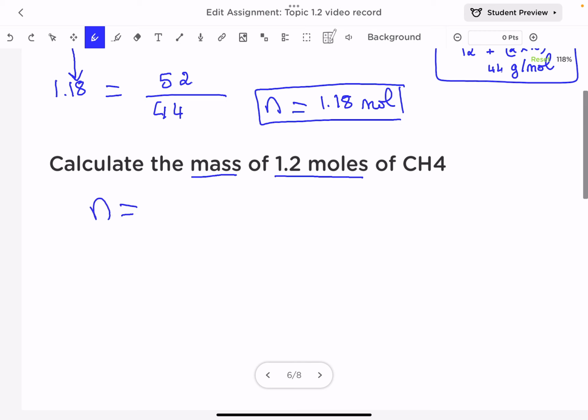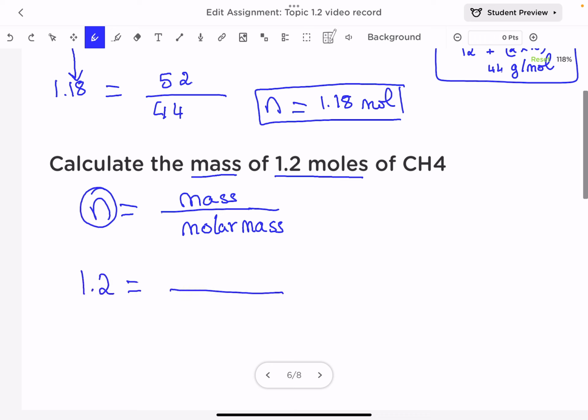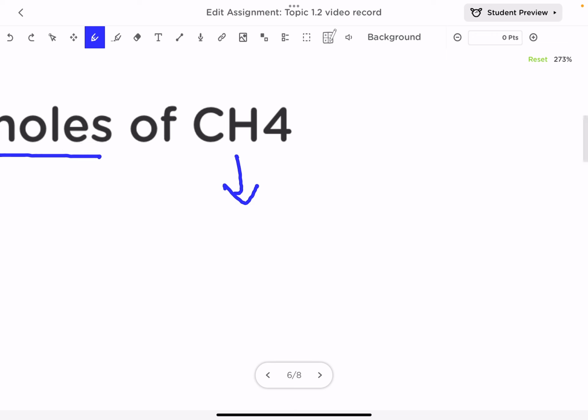So in this formula, moles equal mass over molar mass. Again, molar mass, you get it from the periodic table. So 1.2 is the moles, 1.2. And we need to find the mass. Now the molar mass of methane, we find it in the periodic table.